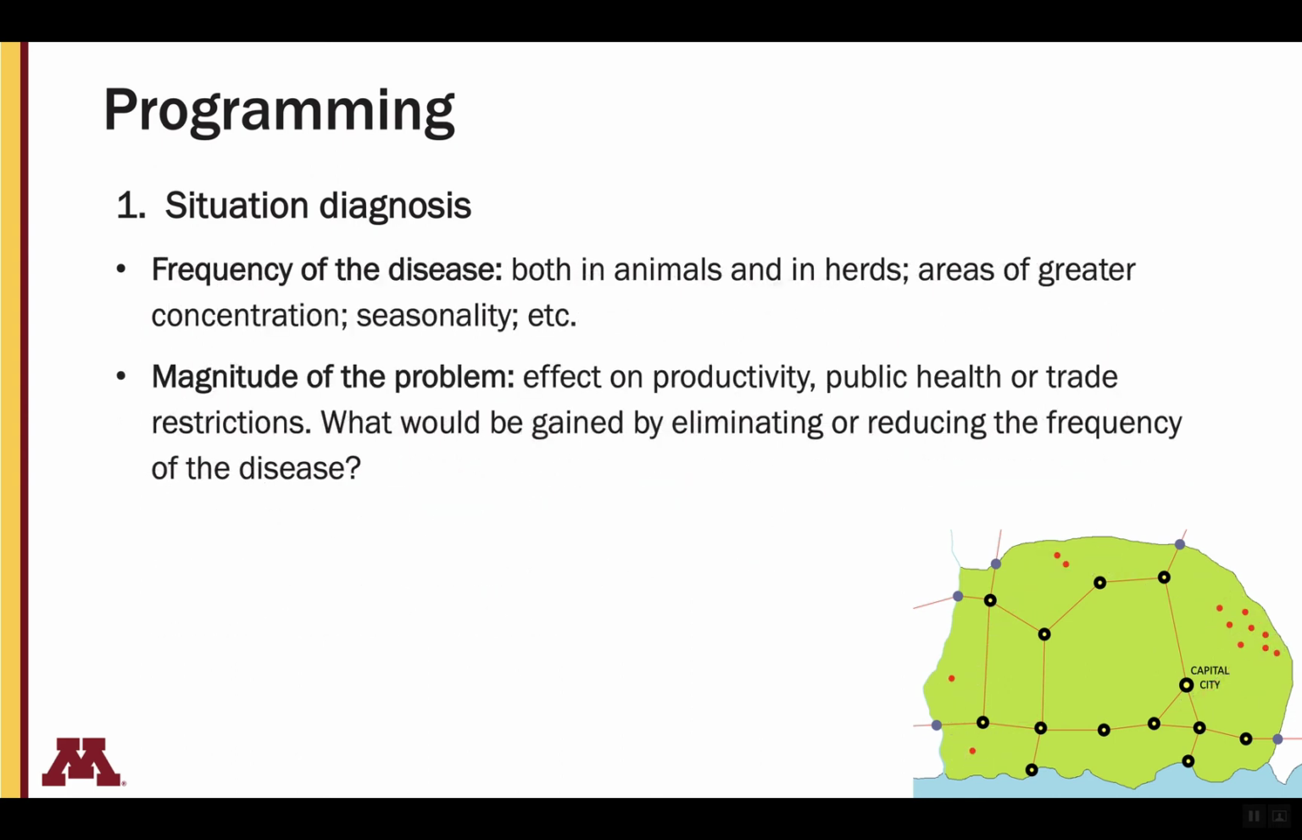It's also very important to know the frequency and distribution of the disease at the beginning of the program, since this will facilitate the evaluation of the improvement, if any. But the presence of the disease may not be enough to justify the implementation of a control program. It's also necessary to have an idea of the impact it produces on productivity, public health, or trade. Some of these factors are relevant to analyze the cost-benefits of the program and to respond to the question, what would be gained by eliminating or reducing the frequency of the disease?